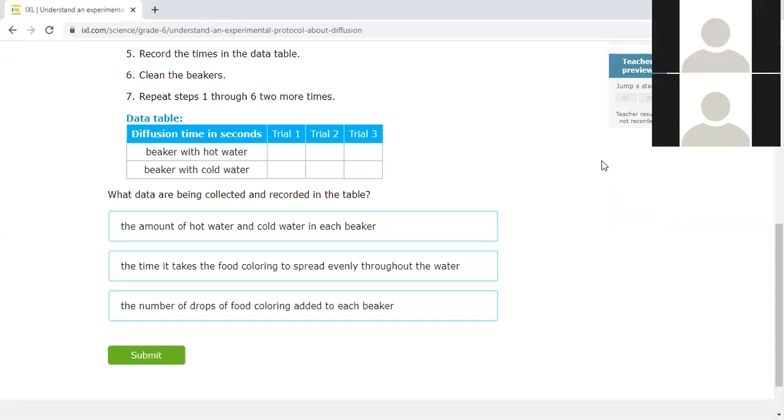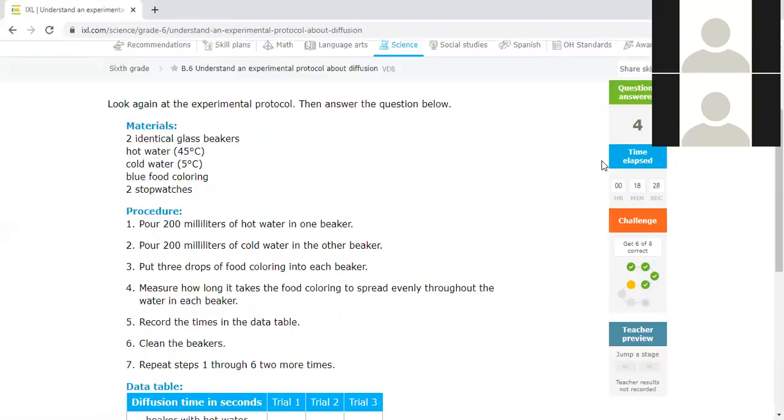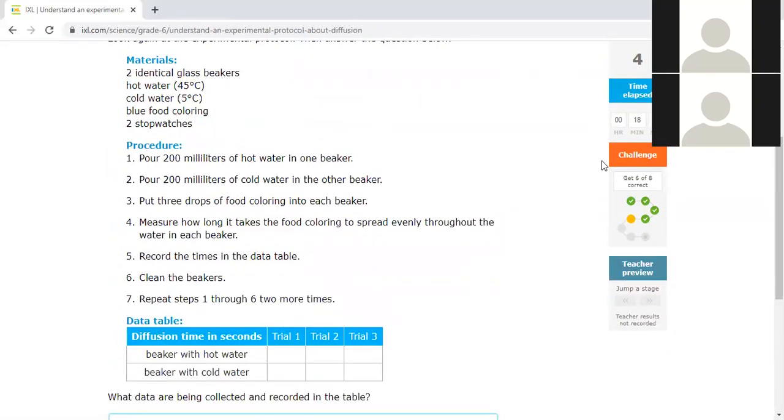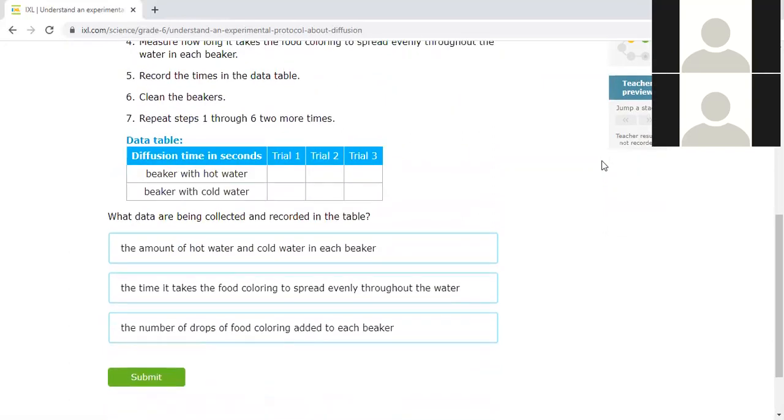All right, this one is for Deshaun only, and then once he has participated, then it is free game for everyone for the rest of the day. What data are being collected and recorded in the table? So what are we recording in this table up here? The amount of hot water and cold water, the time it takes the food coloring to spread evenly through the water, or the number of drops of food coloring. And Deshaun, you can tell me what it is or what it is not.